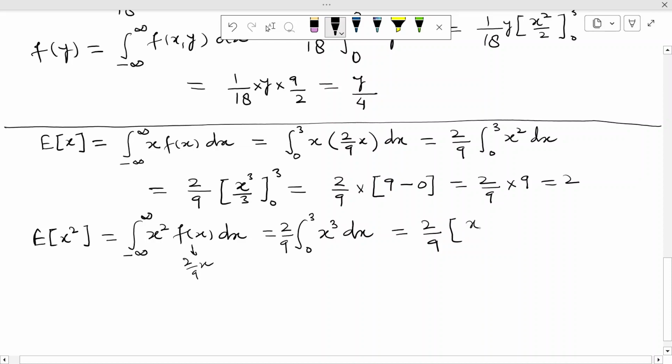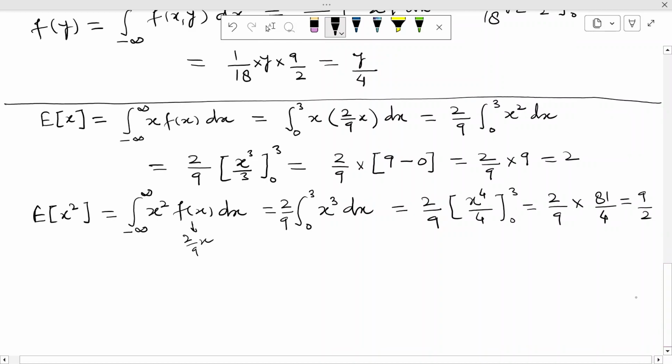When you are integrating, this is x to the power 4 over 4, and the limits are 0 to 3. So this is coming out as 2 by 9, and when you are putting the limits, this is coming out as 81 by 4. So this expectation of x square is coming out as 9 by 2. Now it is very much clear that expectation of x is also the same as the mean of x. So this is the mean of x.